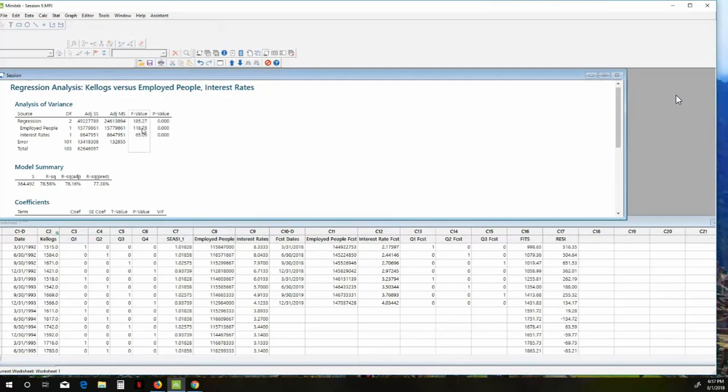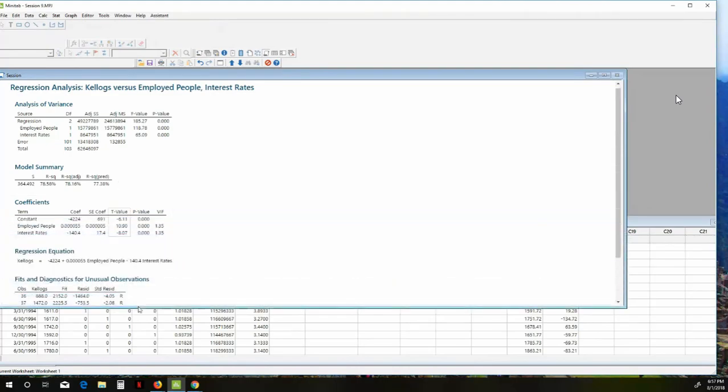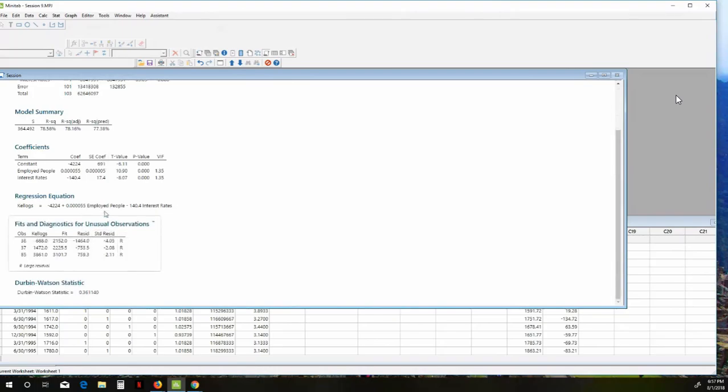The F statistic's reasonably high. The R-square value is above 50%. We're looking at 78%. Let's just pull this down so we can see some more stuff. The VIFs are low, and the t-values are high. Okay, and the interest rate's negative. It's a negative relationship between interest rates and Kellogg's. And employed people, there's a positive relationship in this equation, okay? Because the negativity has been picked up by the interest rates.